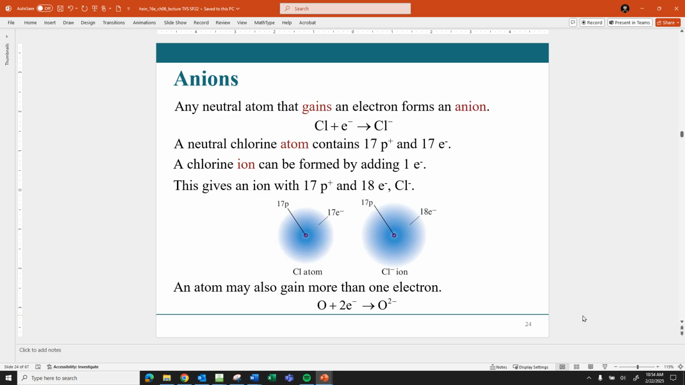Anions gain electrons, so they become more negative. They're getting more electrons than protons. So here's the example of oxygen, and it gains 2 electrons. I also want you to notice how when they gain electrons, they slightly become larger, if you look at the neutral chlorine atom versus the ion chlorine atom.